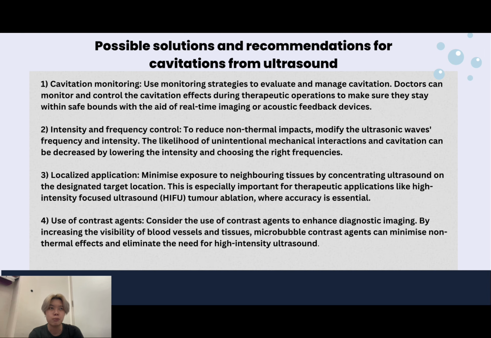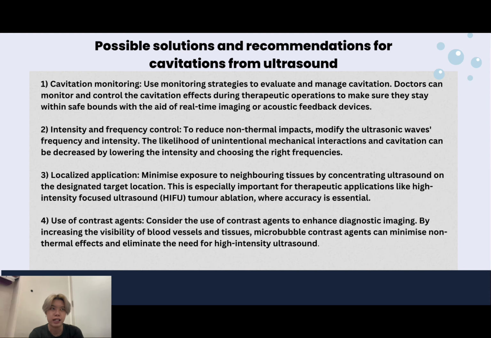Thirdly, localized application. Minimize exposure to neighboring tissues by concentrating ultrasound on the designated target location. This is especially important for therapeutic applications like high-intensity focused ultrasound tumor ablation, where accuracy is essential.